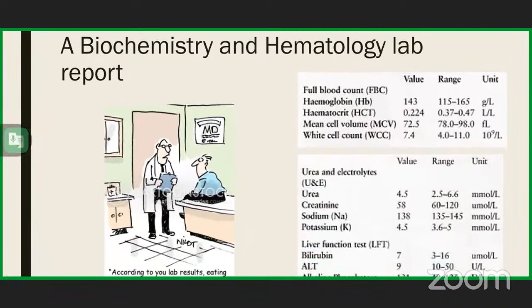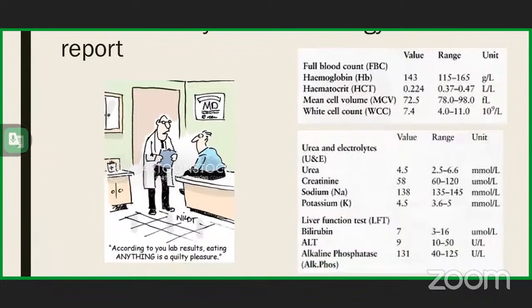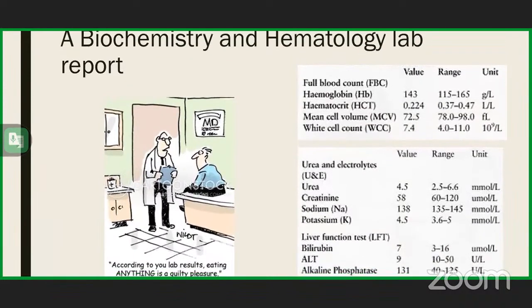About the biochemistry and hematology lab report. As a general view, you can see in the chart on the right side the full name and the abbreviation. Of course, we also have the value, the range according to the lab that is sending this report, and the unit they are using.